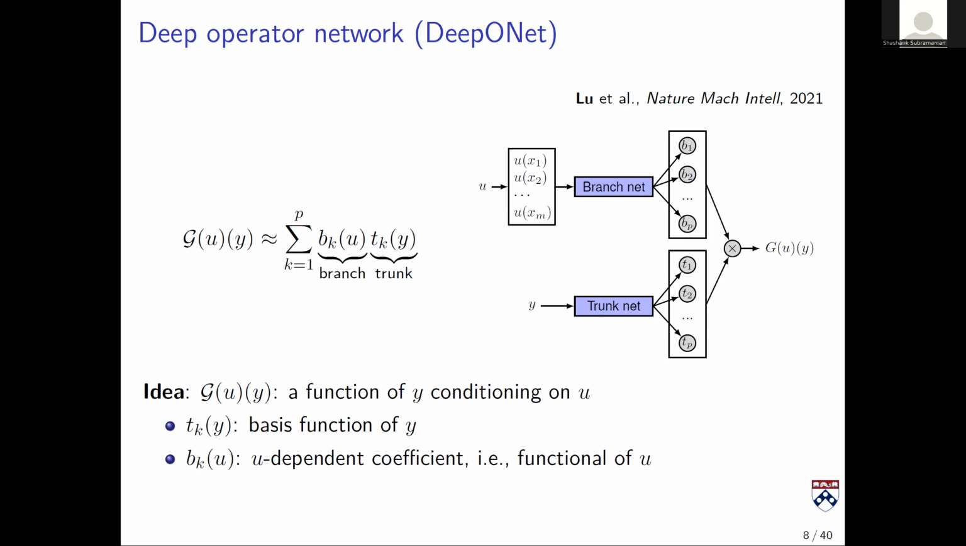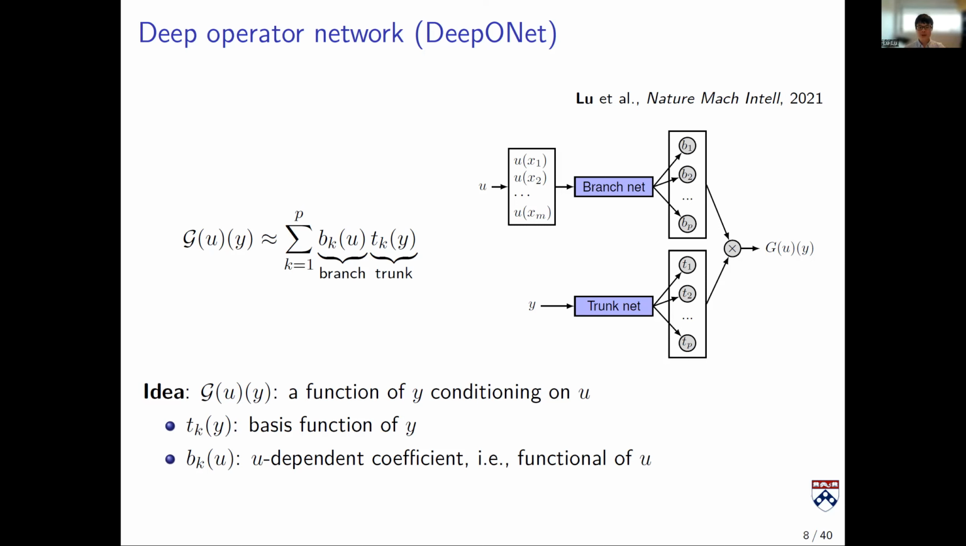Okay. And related to that, what happens if I remove the trunk net and just append the coordinates or the query locations to the branch net as a different channel or something? Is that possible? Because there is this other class of networks, neural operators, and they don't really have this branch net, trunk net, and they report good results. I was wondering what you think about that.